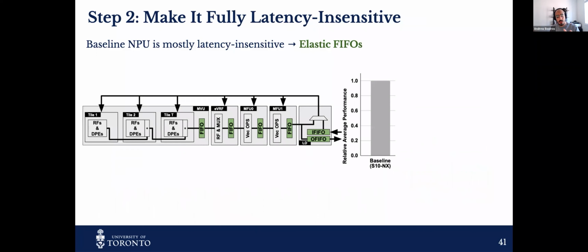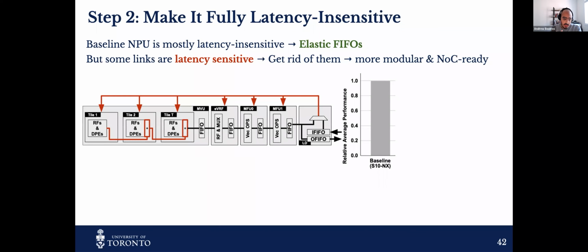Once we have the SystemC model of those blocks, we need to look into how we can integrate it into RAD-Sim and use it with an NoC. In order to use it with an NoC, we need all the NPU modules to be latency insensitive. Actually the baseline implementation has most of the modules being latency insensitive because there are those elastic FIFOs between different coarse-grained function units. But there are still some links in the baseline NPU that are latency sensitive.